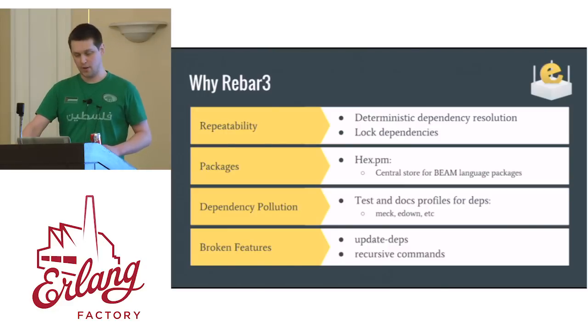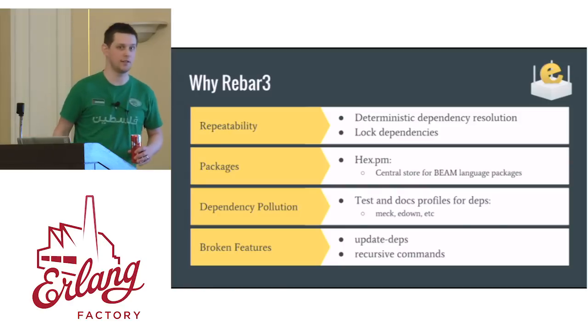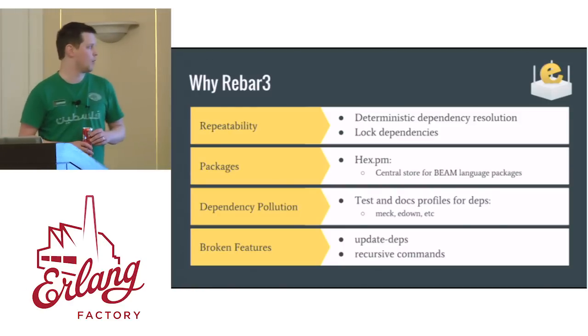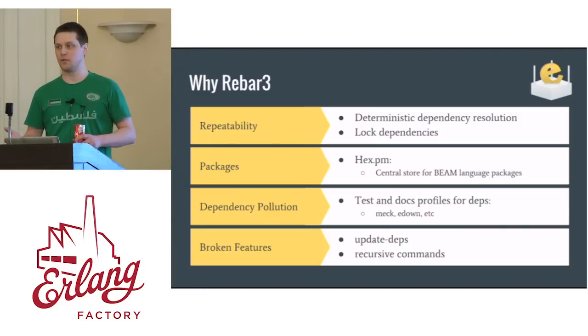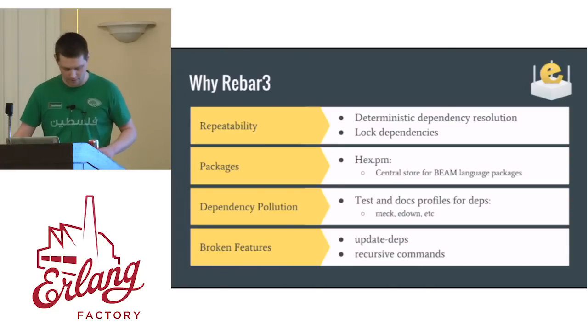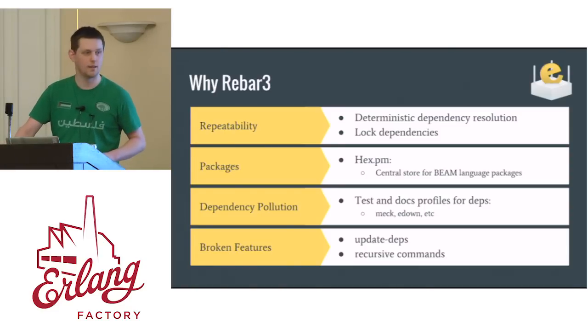And Rebar2 had a nice problem of dependency pollution, where I'm sure we've all experienced it: you include some Git repo, and it starts installing mech and edown and all these other dependencies, and you're thinking, I'm not building the docs for this repo. I'm not testing this package. I'm testing my own thing. Why are these all being included? We got rid of that with profiles, so that only when tests are being run do your project's test dependencies need to be installed.